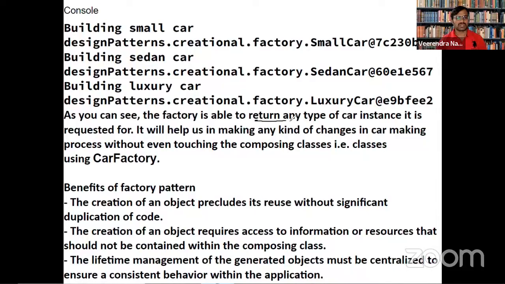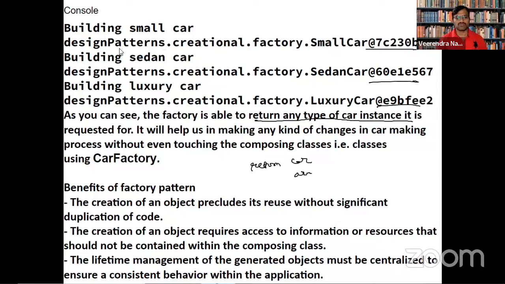So it is able to return any type of car instance, because we said return car, right? When we say return car, it is going to return the instances only. We are not calling any particular arrange parts and all. We don't have any particular code on that. So that is why we are going to look into this.